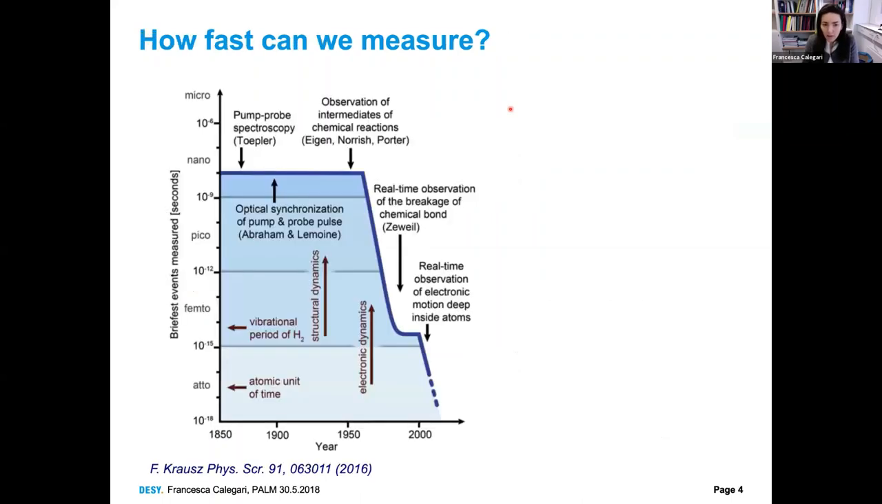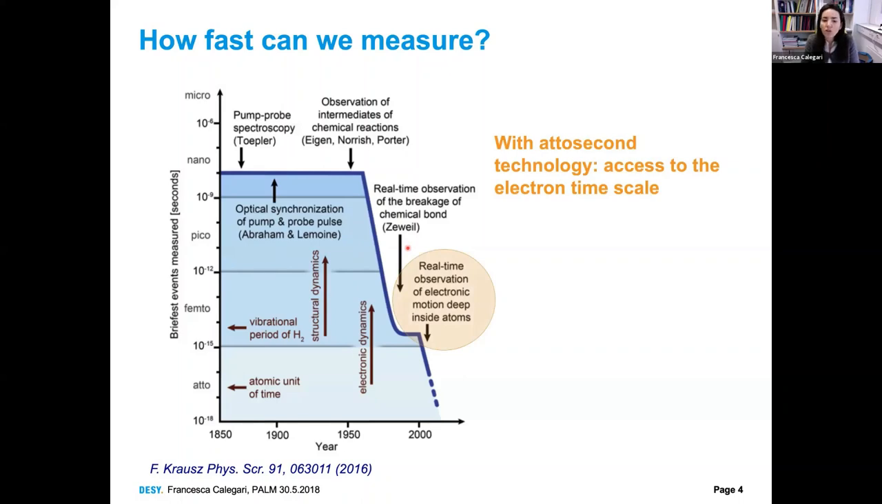As I said, we need a light pulse with a duration which is in the order of the duration of the physical process we want to get access to. So the question is, how fast can we measure, and how fast are the processes we can access with our light pulses? With the development of ultrafast light sources, it has been possible to access faster and faster processes in matter. More specifically, with the advent of femtosecond technology, it has been possible to access structural dynamics in matter, while the real breakthrough has been the birth of attosecond technology to access the electron dynamics in matter, because that is the typical electron timescale.